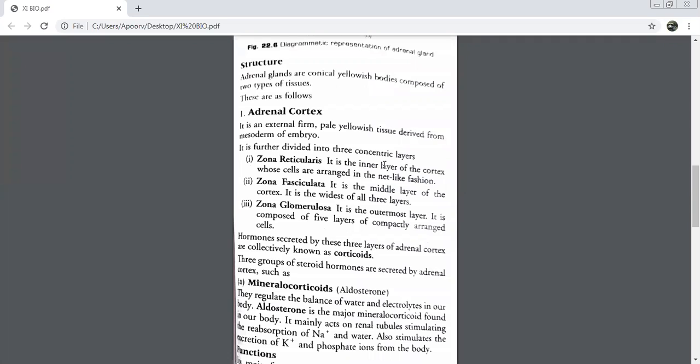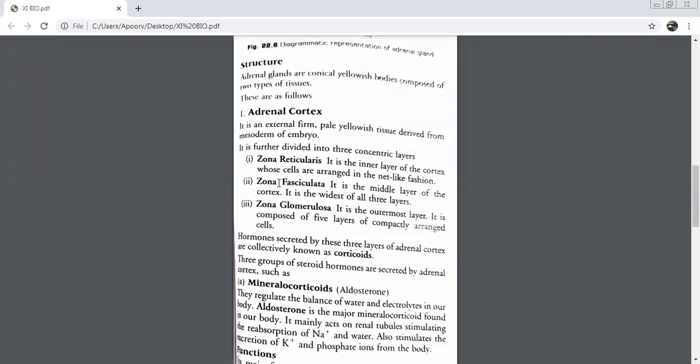The middle layer is very important because it is the widest of all 3 layers, and it's called zona fasciculata. The outermost layer is also very special because it is made up of 5 small layers, and this layer is known as zona glomerulosa. The hormones secreted by these 3 layers of the adrenal cortex are collectively called corticoids.